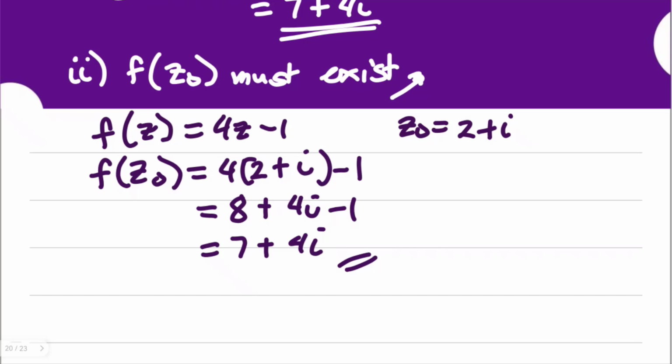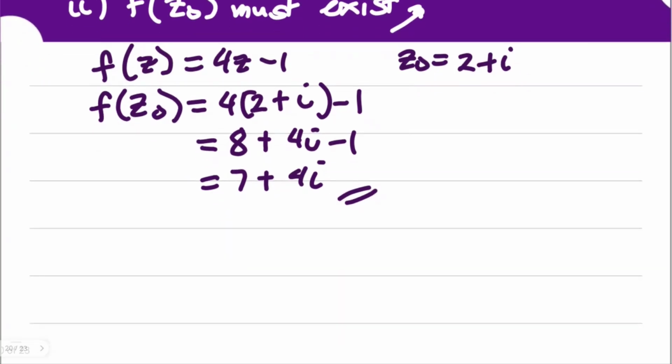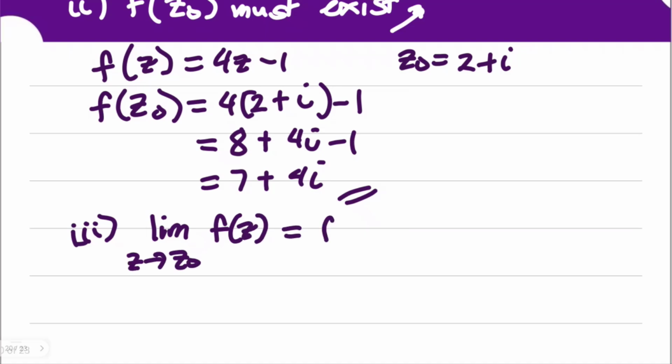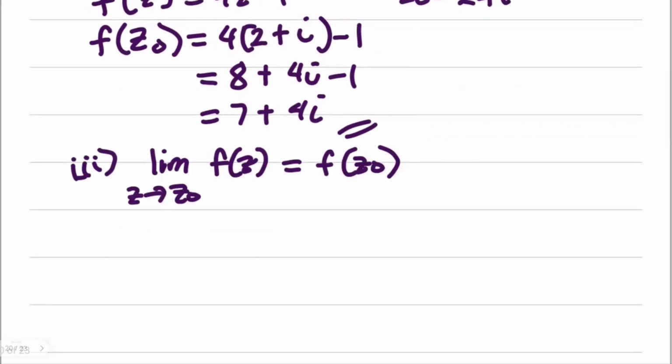Now with these 2 already existing, let's proceed to the last condition. Before we can say whether this is continuous or not, we need to show that the limit of f of z as z approaches z sub 0 is equal to f of z sub 0. The answer earlier was 7 plus 4i. This is also 7 plus 4i. So we have guaranteed that they are the same.